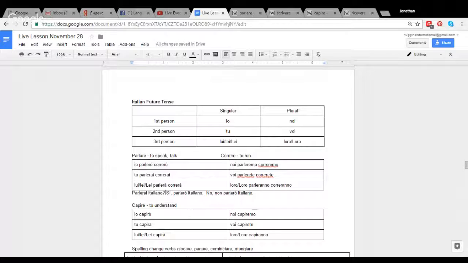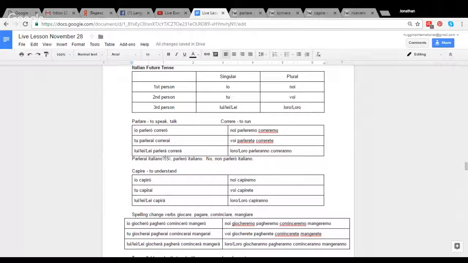For the IRE ending verbs, you keep the I. So you have IRO with backwards accent, IRAI, IRA with backwards accent, IREMO, IRETE, IRANNO. You could use this also for another verb like finire, to finish.